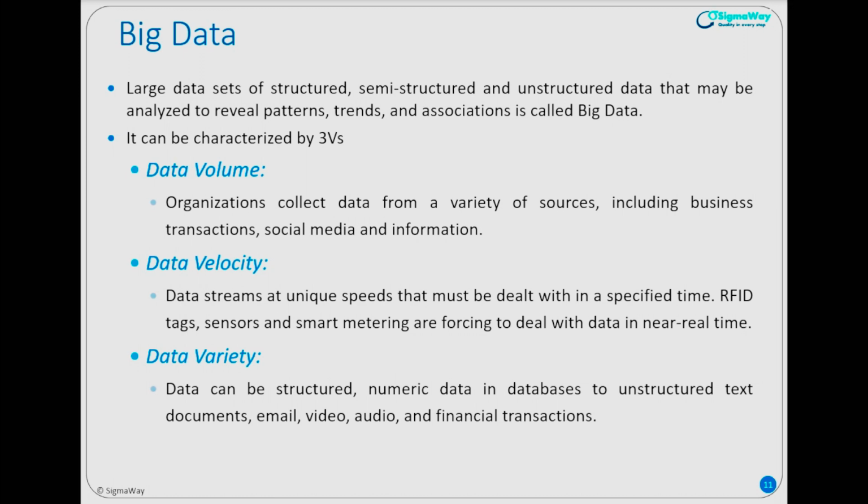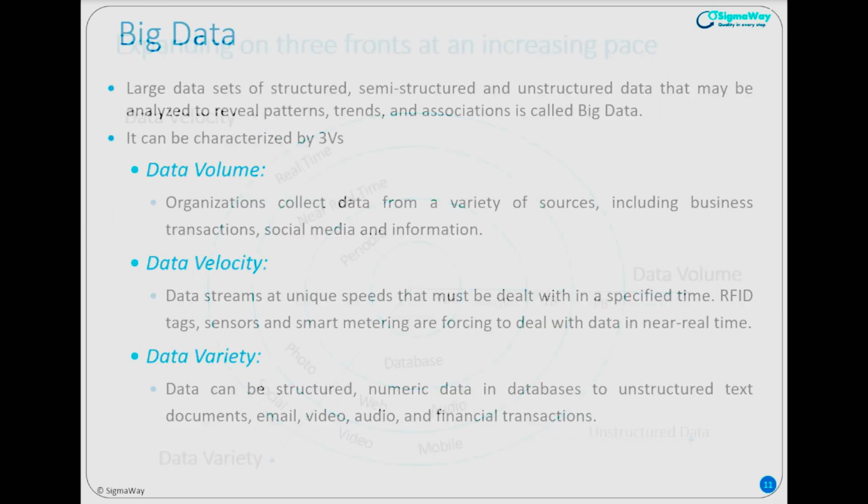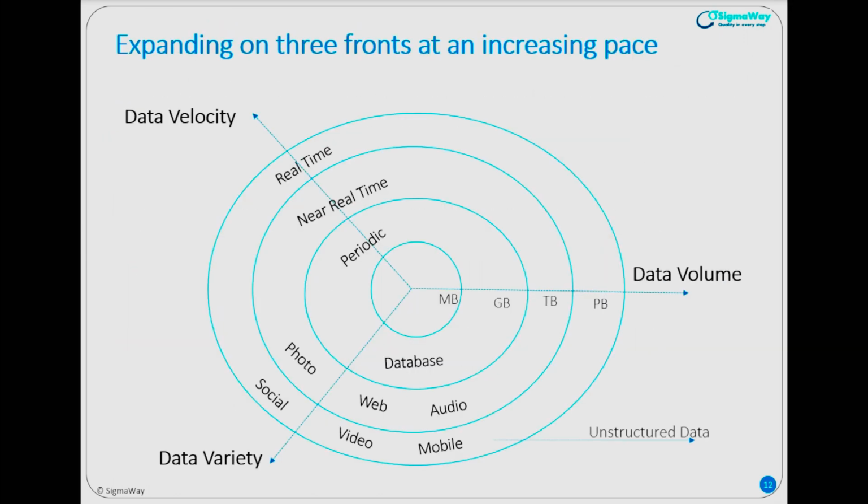Data variety. Data can be structured, numeric data in databases, or totally unstructured documents like email, video, audio and financial transactions. All of this variety has to be taken care of when doing your analysis. The following graph shows how each of the 3 V's mentioned before are correlated. It shows how data velocity, data variety and data volume are correlated as they increase in magnitude.